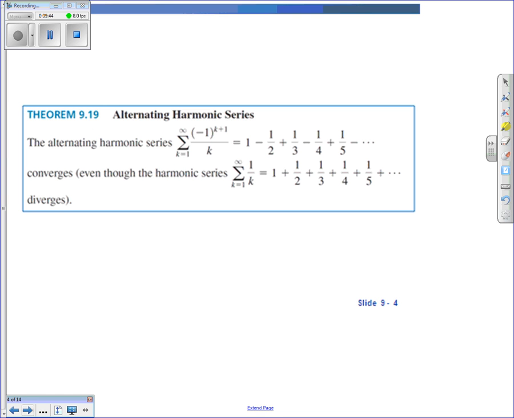Okay, now we're going to look back at this alternating harmonic series again. The alternating harmonic series is just the harmonic series, but with this -1 term with it. Now let's see if it actually does converge. The two conditions we have to have met for an alternating series to converge is, one, it needs to be non-increasing.